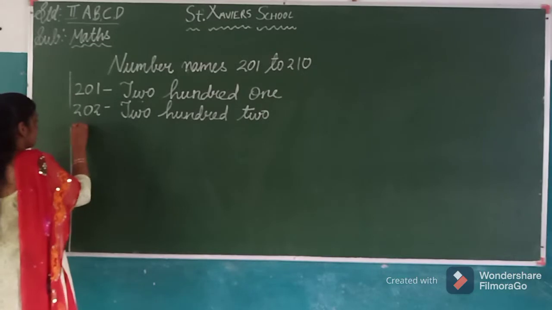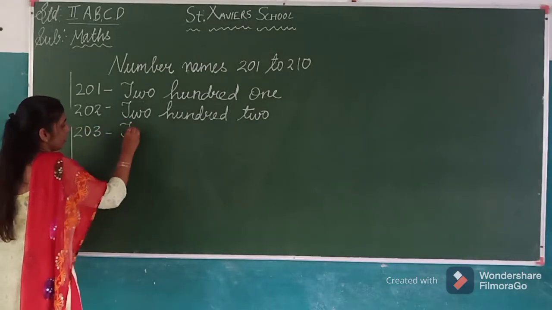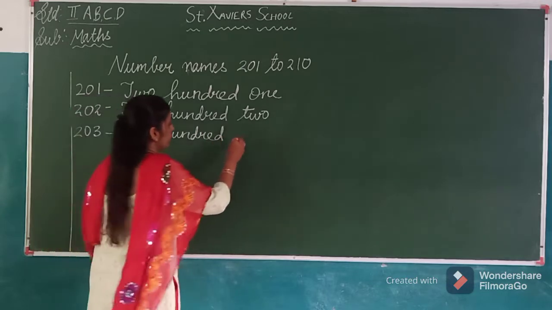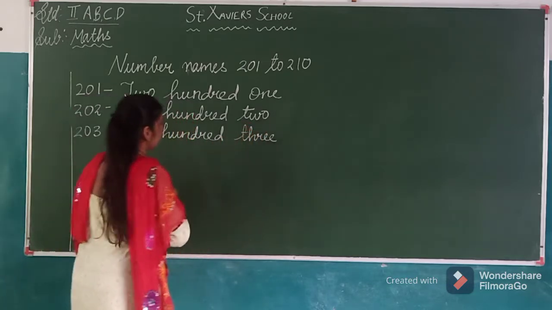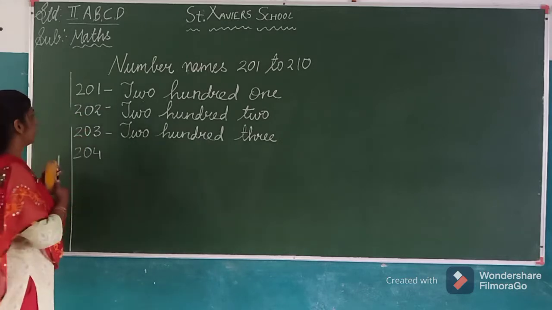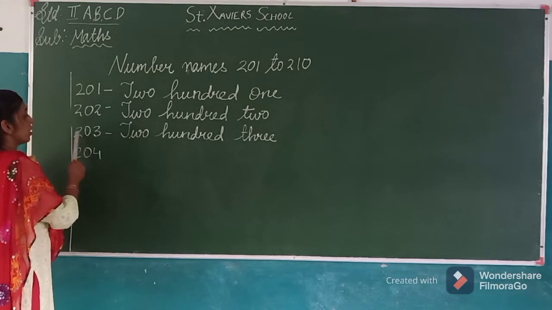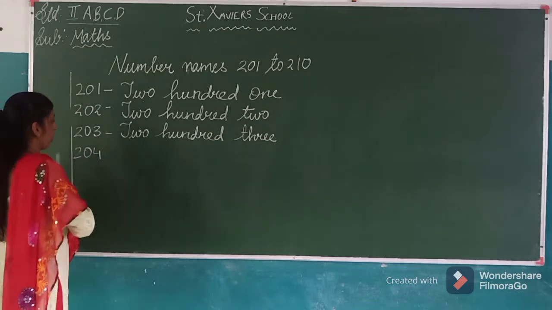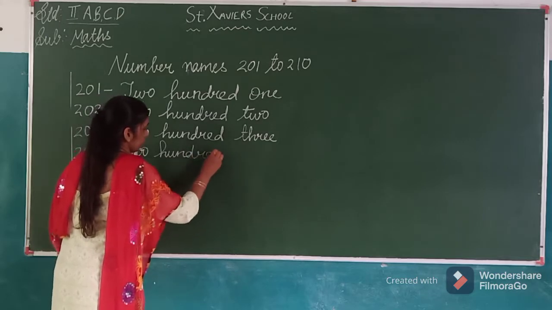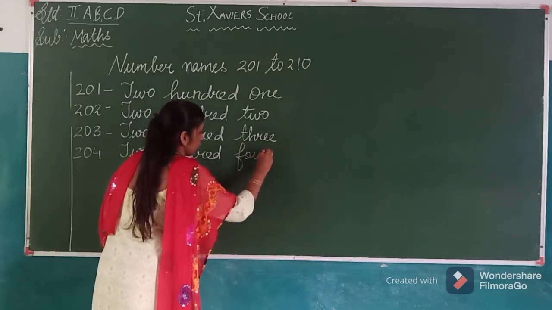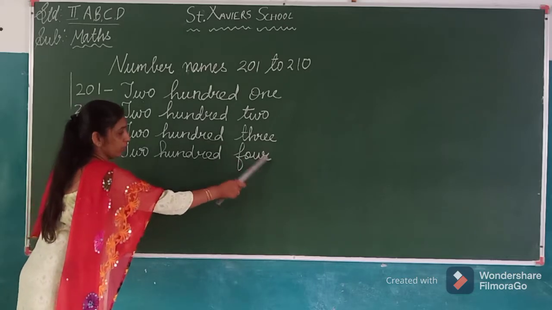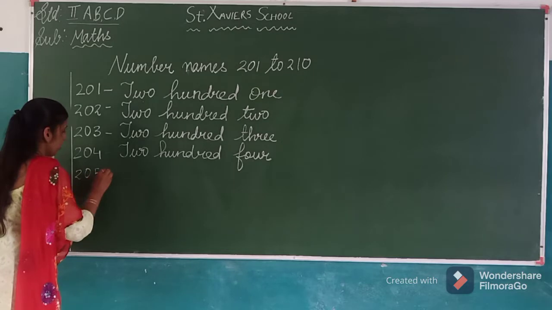So, write with me, 203, T-W-O, 2, H-U-N-D-R-E-D, 100, T-H-R-E-E, 3. Next, what will it be? Yes, 1, 2, 3, 4, counting है या नहीं? So, in the same manner, we will say 201, 202, 203, 204. What is it over here? T-W-O, 2, H-U-N-D-R-E-D, 100, F-O-U-R, 4. 205. What will you write?